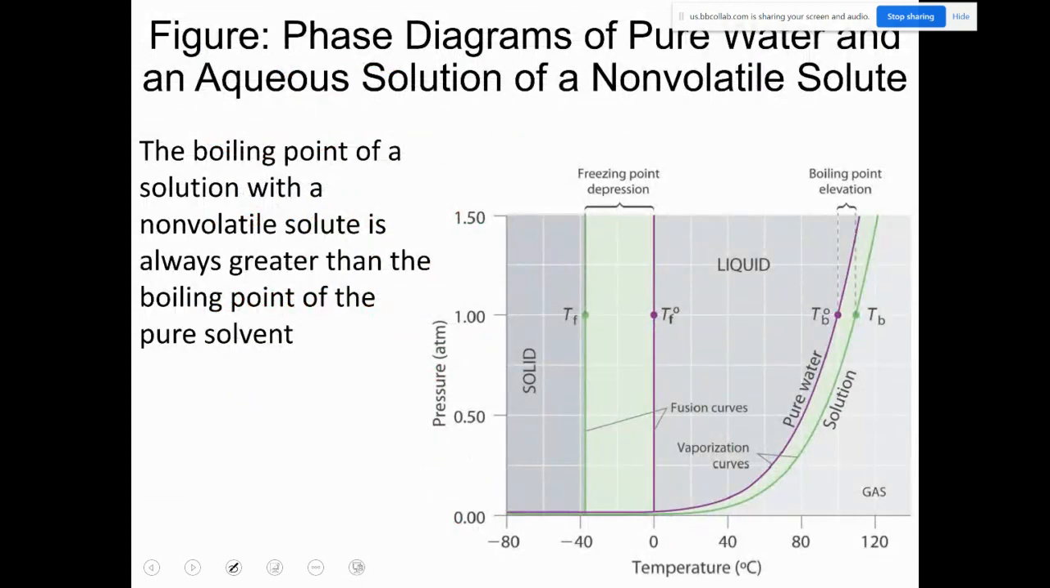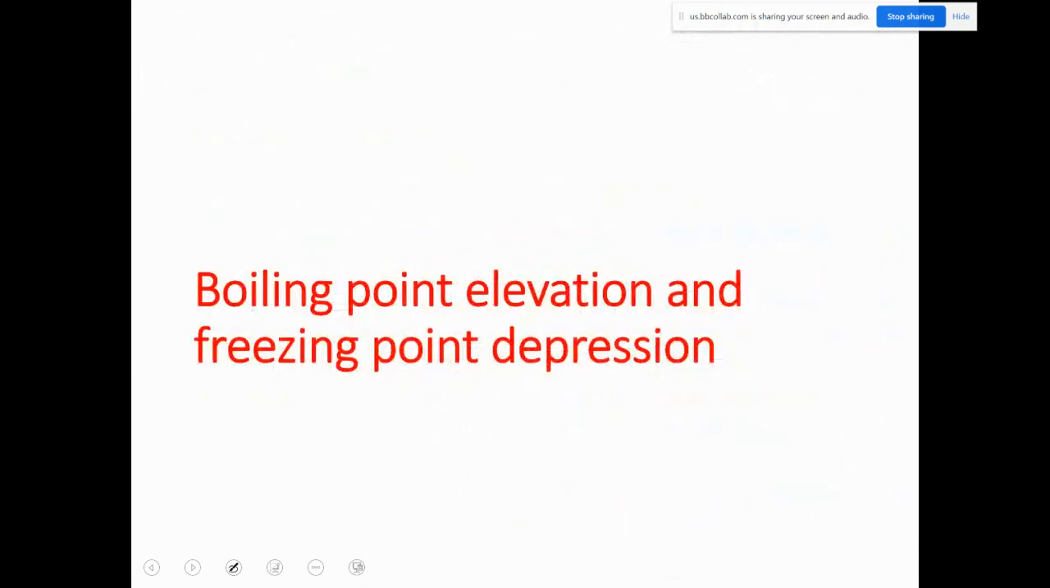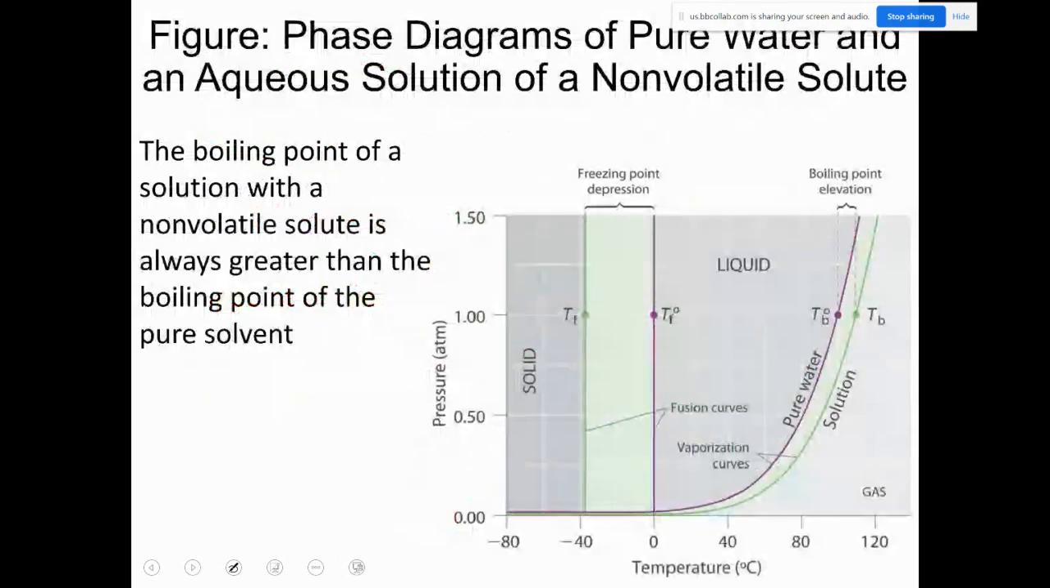Now I said we're going to talk about the boiling point elevation and freezing point depression. This is the last graph I'm going to talk about for today, and then I'm going to end today's class. Let's look at this graph, and then we'll talk about the boiling point elevation, the Van't Hoff factor, and all the problems associated with that in tomorrow's class.